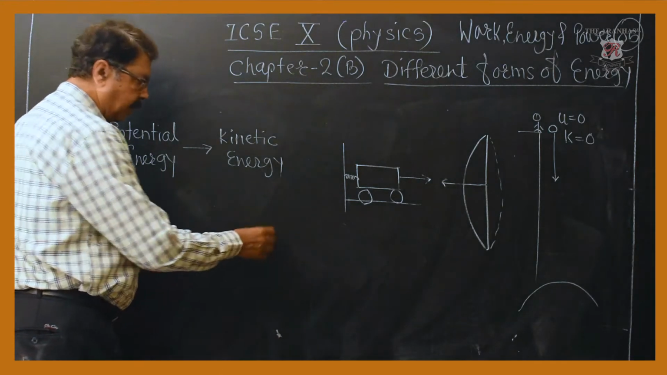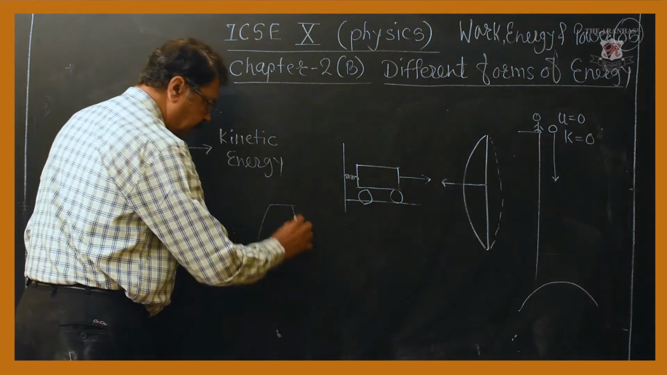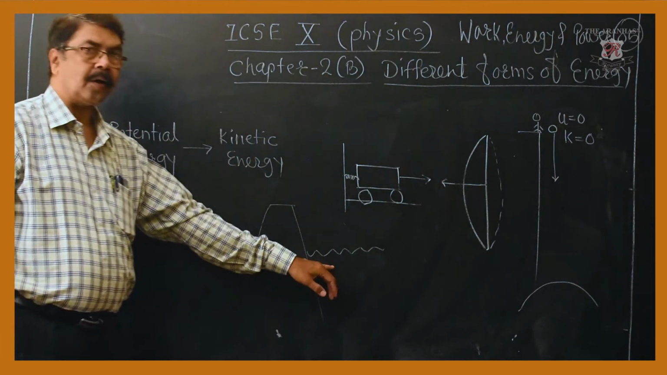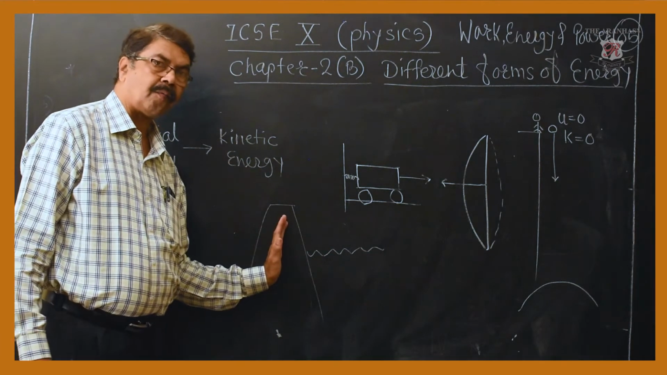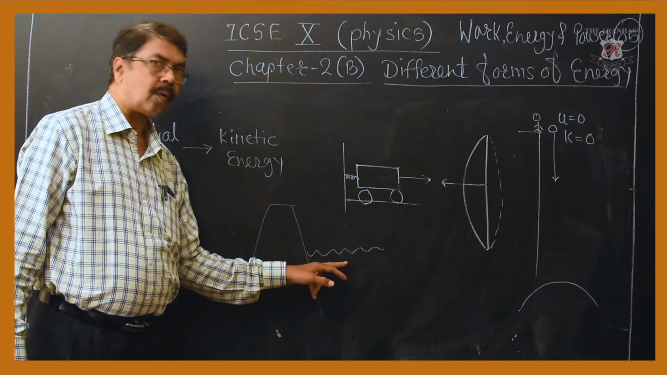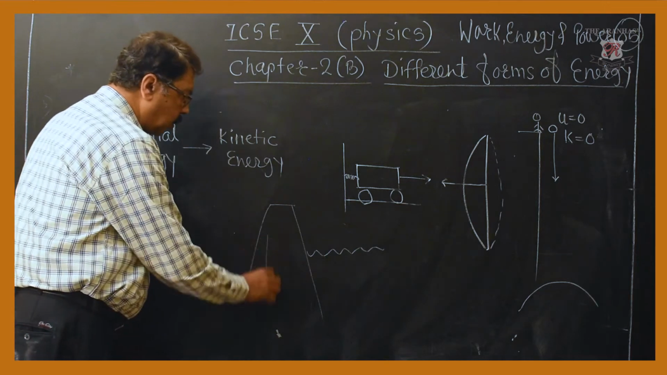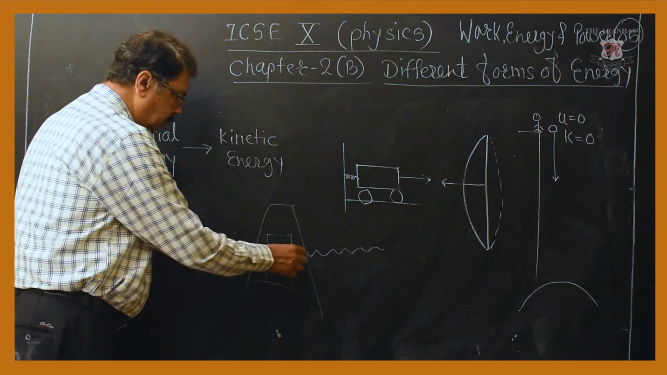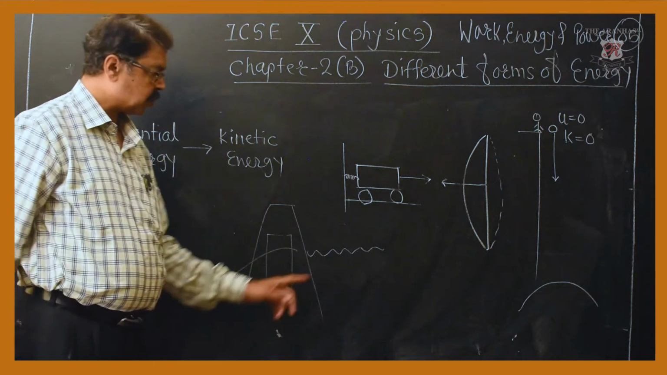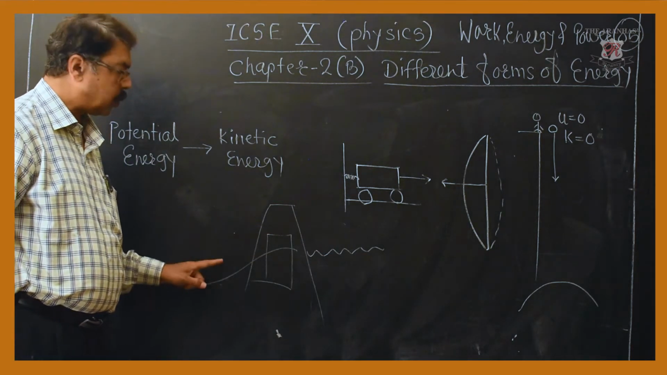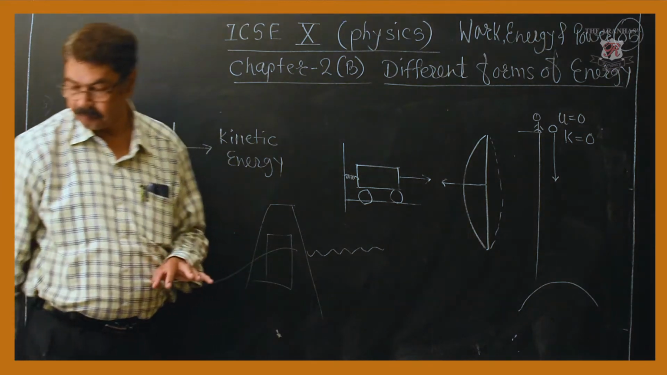Another example I have given, I think, previously. In a dam, water is stored. This water is stopped by the wall of the dam. Therefore, water has potential energy. The moment the doors are opened, this water starts flowing. So this potential energy is converted into kinetic energy of the water.